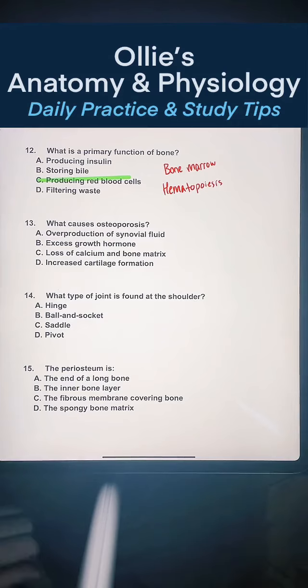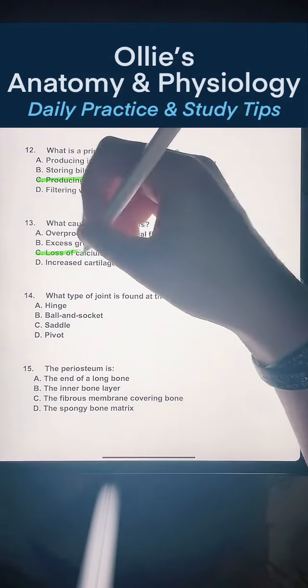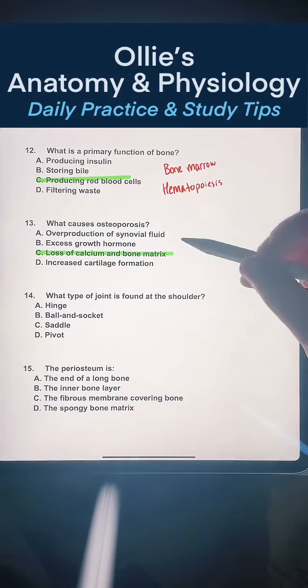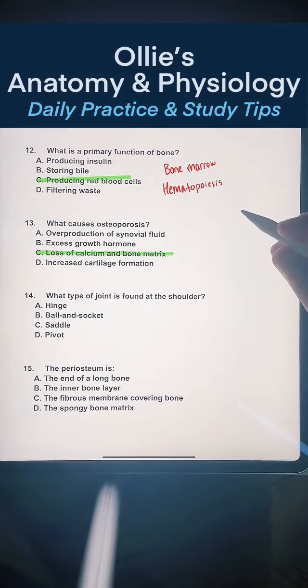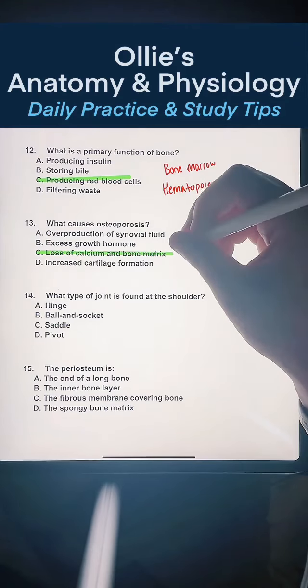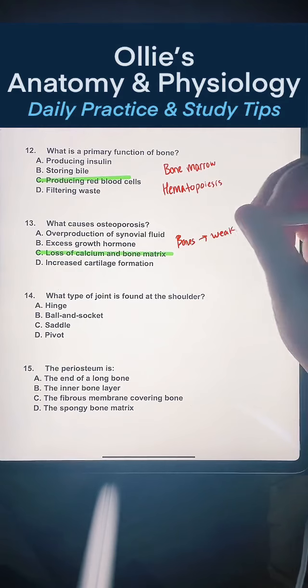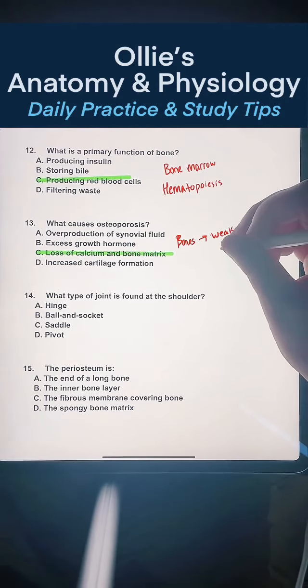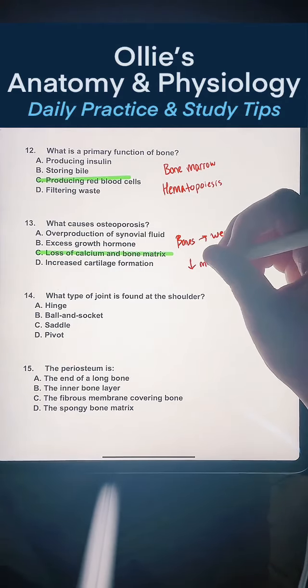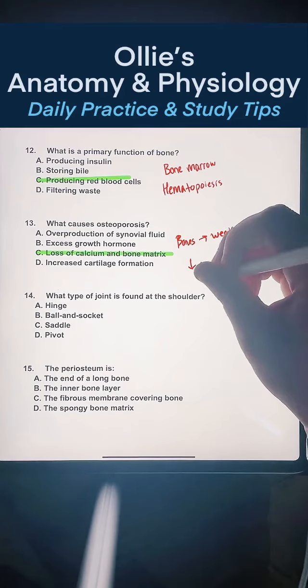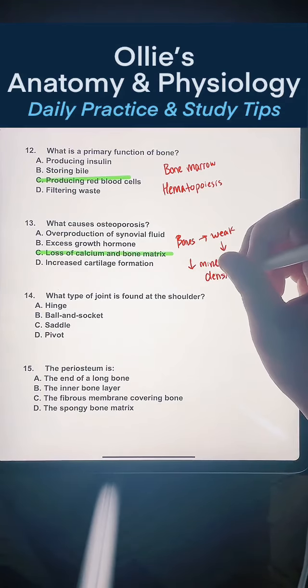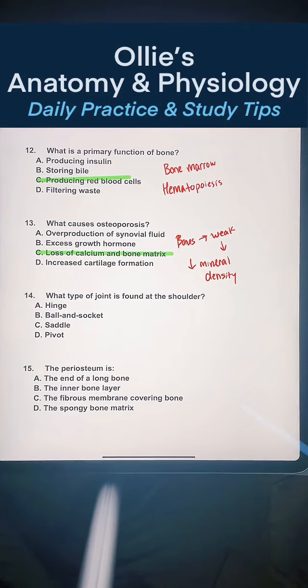But number 13, the answer is C. It is the loss of calcium and bone matrix. So essentially, when you have a loss of calcium and bone matrix, the bones become very weak and brittle. And this is mainly because we have a reduced mineral density. Remember that calcium is the main mineral that is stored in bone.